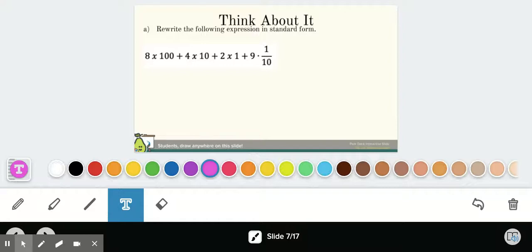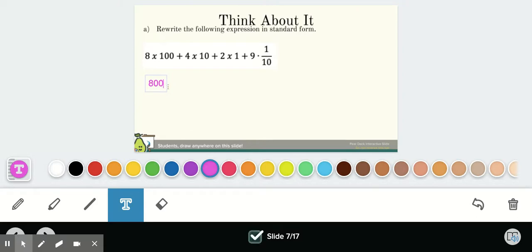All right, scholars, let's take a look at the think about it. Rewrite the following expression in standard form: 8 times 100 plus 4 times 10 plus 2 times 1 plus 9 times 1/10. All right, so 8 times 100 is 800.